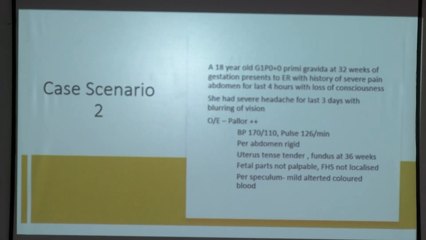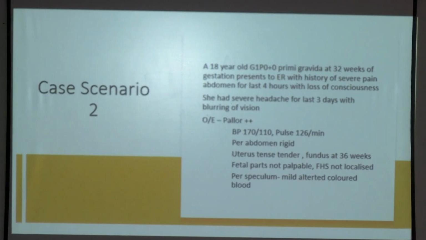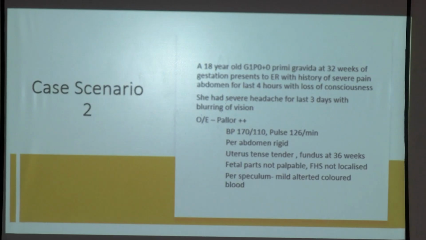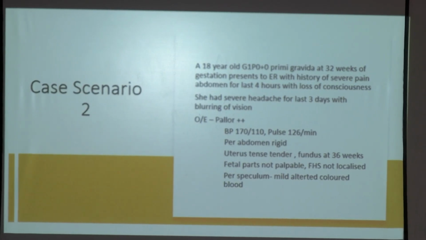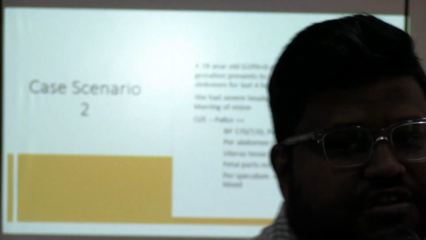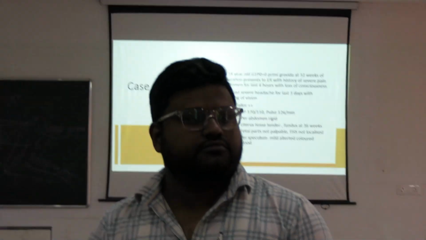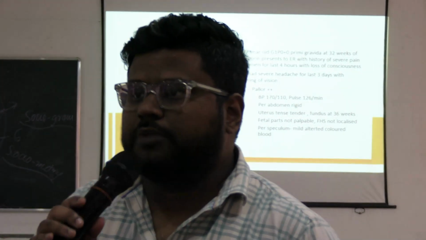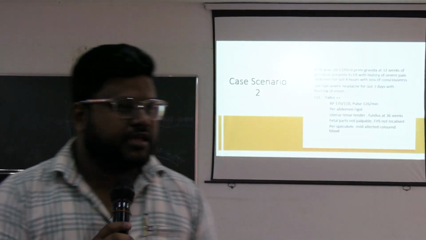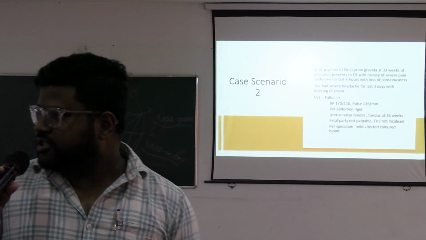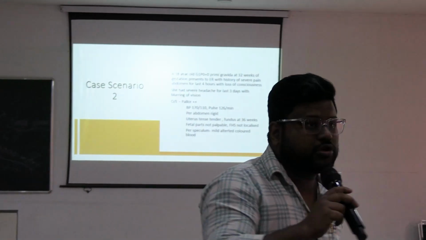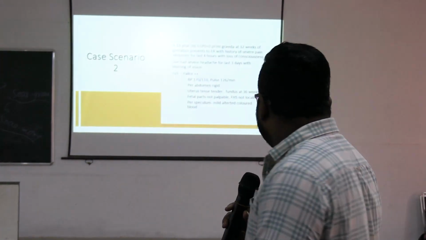On examination, what differences did we get between the two cases? Fetal parts not palpable, fetal heart rate is not audible. This one has a very high BP with symptoms of PIH, the other one had a normal BP. These are what we found. This one is an abruptio placentae. We're going to come to the different clinical features.